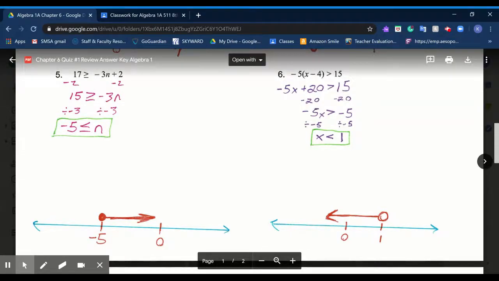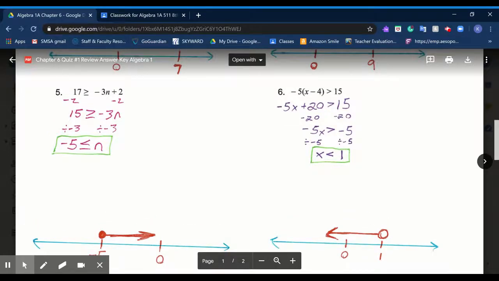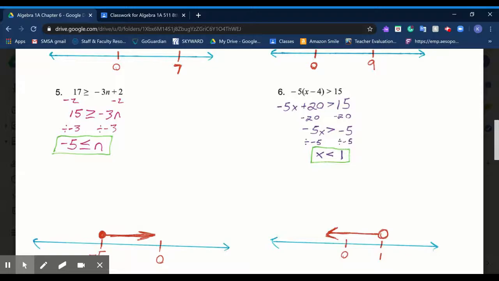In number 6, because we have the value in parentheses, the first thing we have to do is use the distributive property. So we would take the -5 times x and the -5 times the -4. So that becomes -5x plus 20 is greater than 15. Then we can subtract the 20 and divide each side by -5. So it becomes x is less than 1.